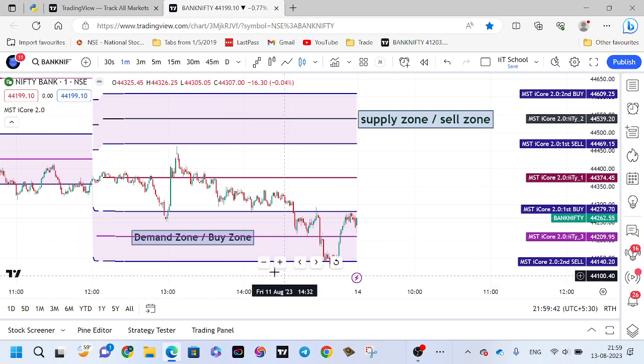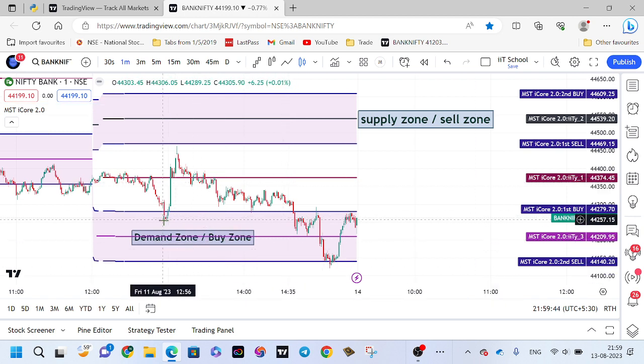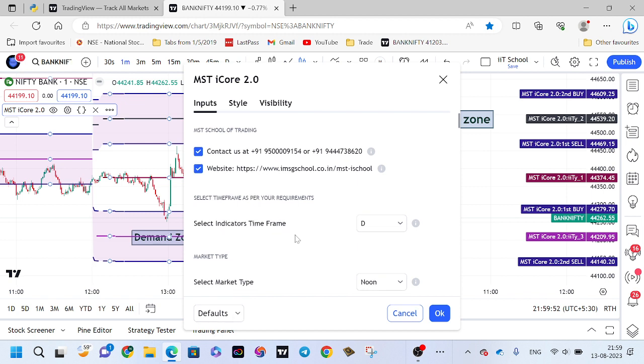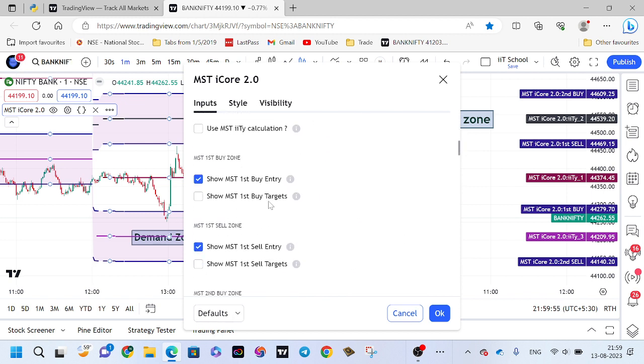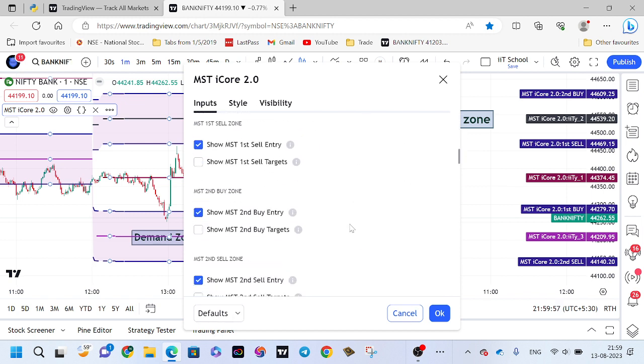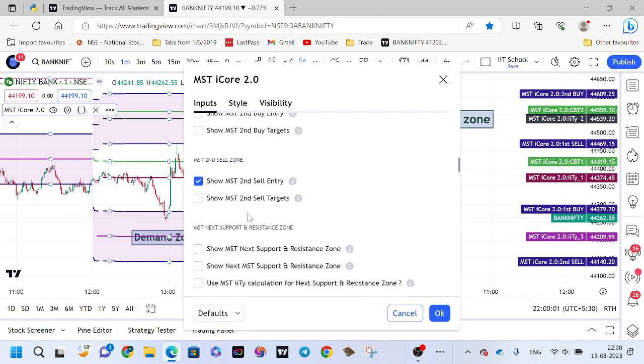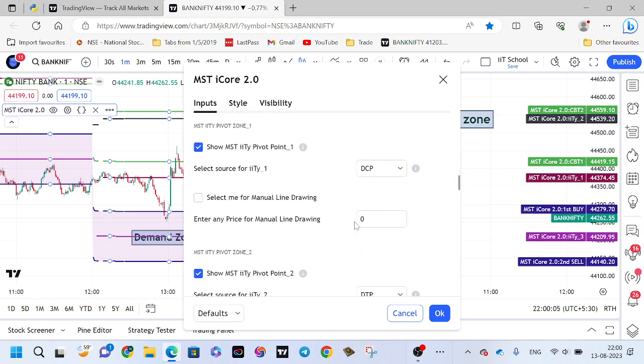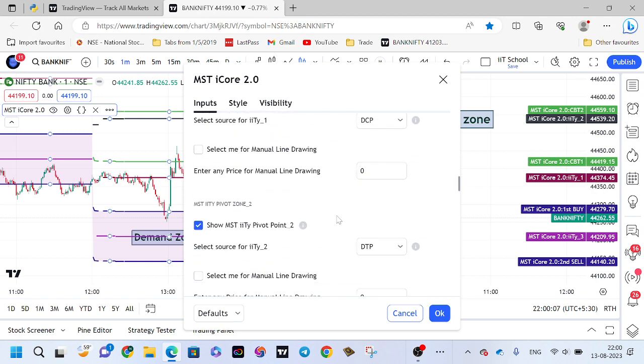Now we have got the entries. First we got the buy entry. Once the buy or sell is activated, go to the settings and scroll down. If buy is activated, remove the sell. If sell is activated, remove the buy. Per day, only one trade, one side only, we have to trade. If the buy side SL is hit, go for the reversal entry. If the sell side SL is hit, go for the reversal entry.